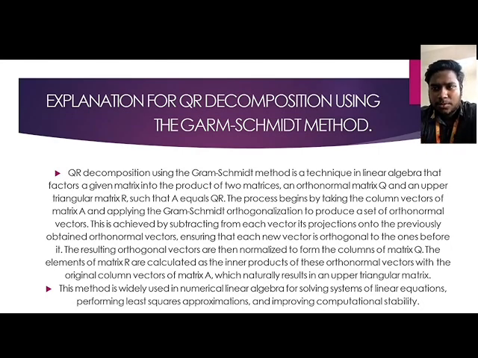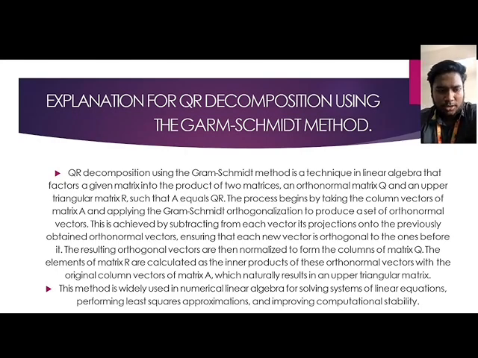The Gram-Schmidt process helps us to create orthogonal vectors from the columns of A. We do this by making each column orthogonal to the previous ones and then normalizing them to form Q. Then we use the inner products to calculate the values in matrix R. This technique is very useful in solving systems of equations, performing least squares approximation, and ensuring numerical stability in computations.